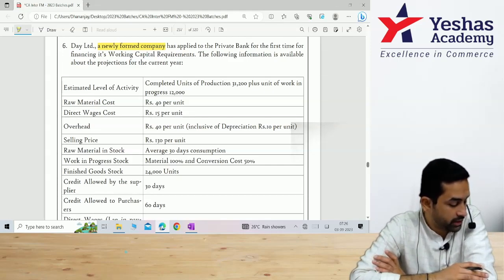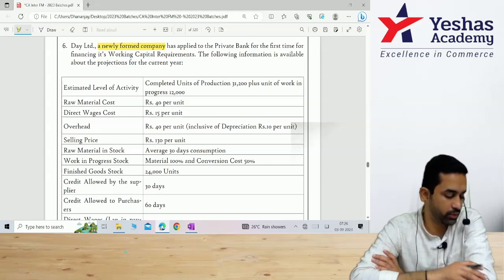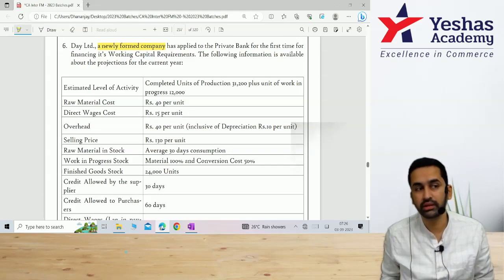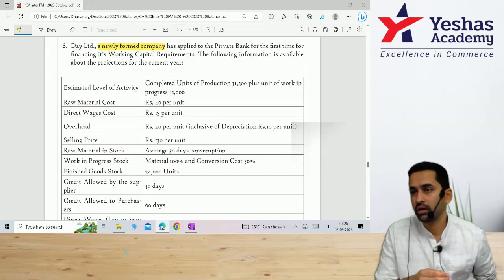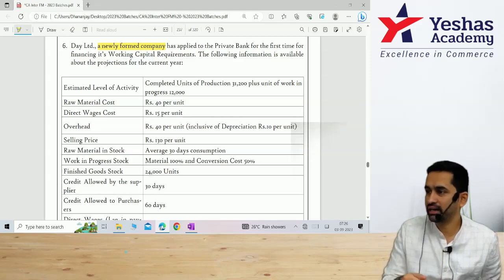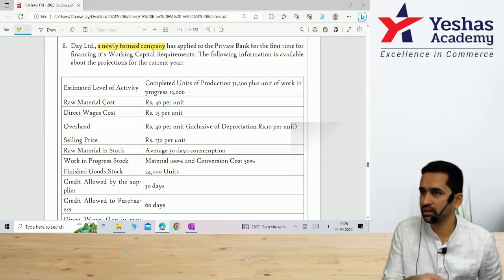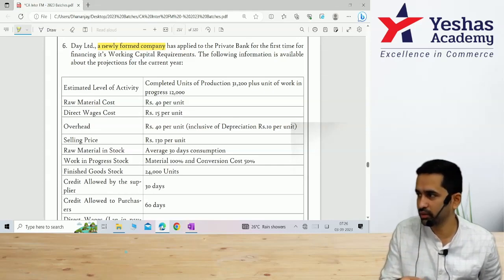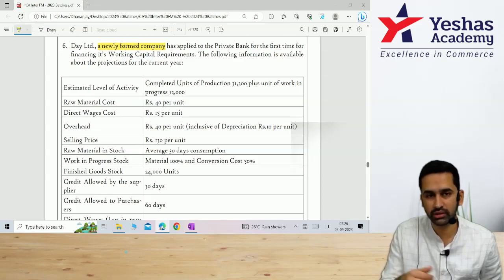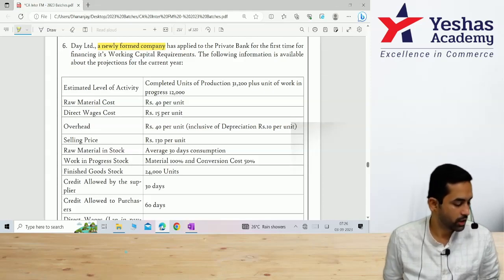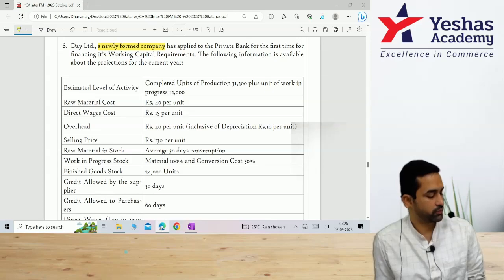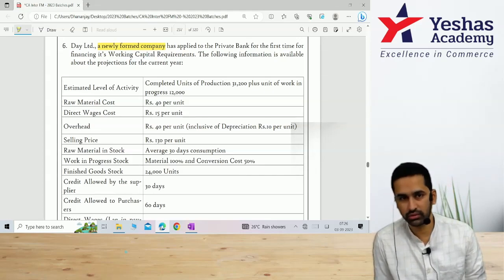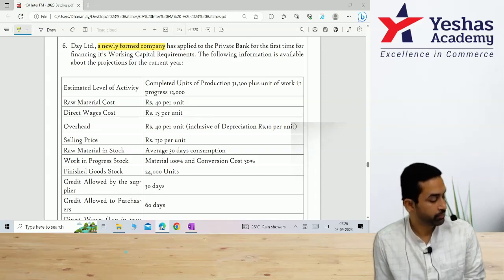Read. Estimated level of activity, completed units of production 31,200 plus work in progress 12,000. What does it mean? Both FG and WIP information is given in a single sentence. You will have 31,200 completed units FG, and you will have 12,000 WIP units. Next, raw material cost 40, labor cost 15, overhead 40, including depreciation 10. We will take this out, so we will be taking only 30 rupee.